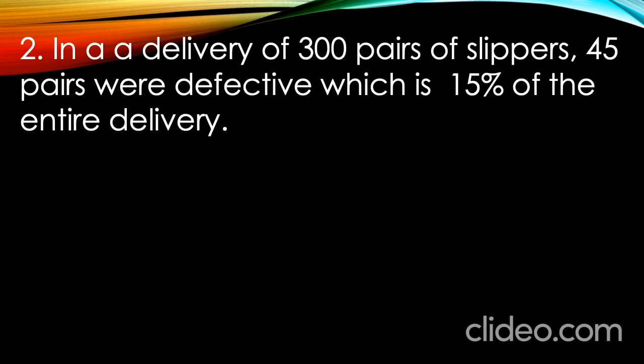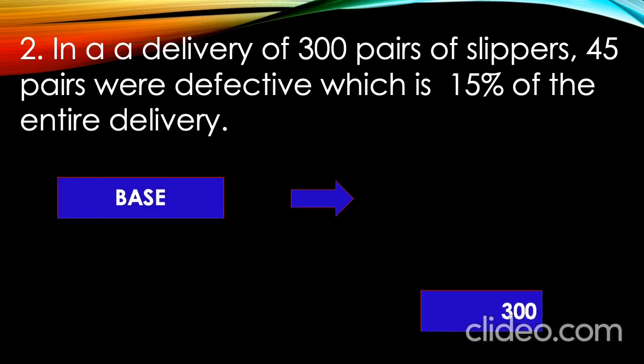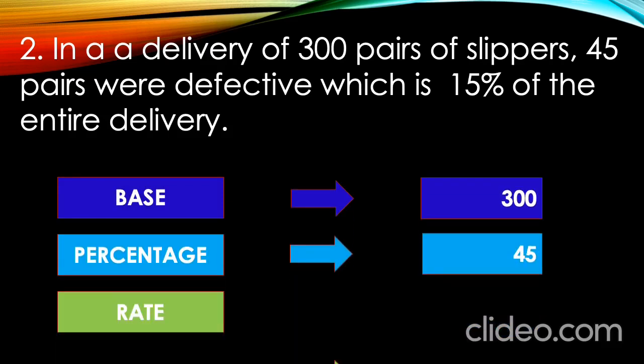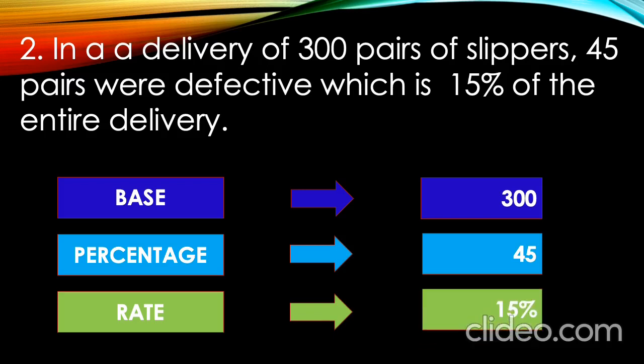Our second problem: in a delivery of 300 pairs of slippers, 45 pairs were defective, and 15% of the entire delivery comprised that defective part. So what is the base? 300. The percentage is 45 and the rate is 15%.